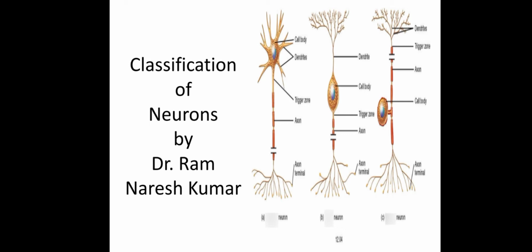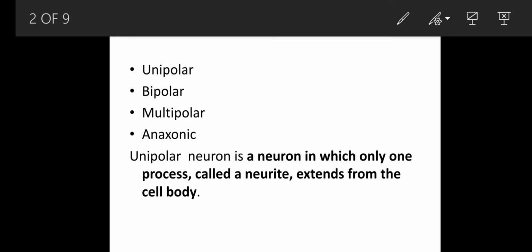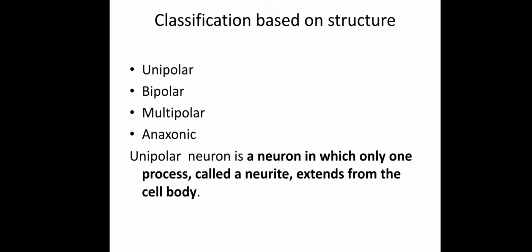In previous classes, we studied the introduction of the nervous system and the neuron. Today, I will discuss the classification of neurons. Classification of neurons based on structure: unipolar, bipolar, multipolar, and axonic.